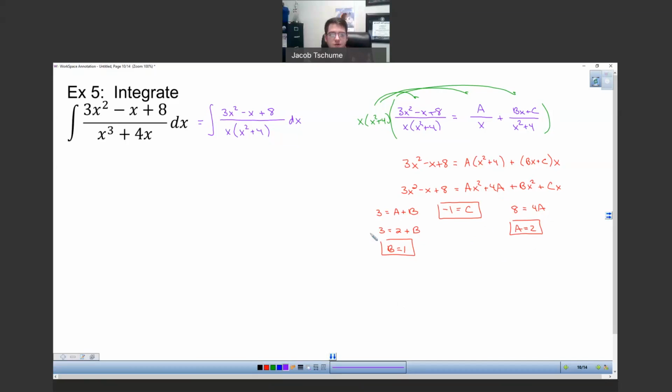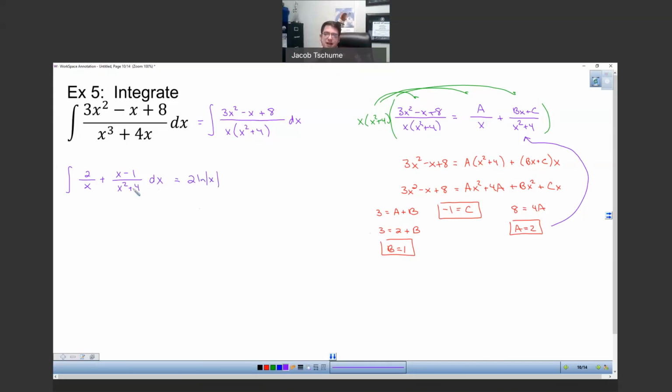Substitute all three of those constants back into your broken down partial fraction, and let's figure out how to integrate this. So this will be the indefinite integral of 2 over x plus, we're going to end up with an x minus 1 over x squared plus 4 dx. Now, very similar to the case 3 partial fraction we just did, that first term, you can integrate that directly. That's going to be 2 times the natural log of x.